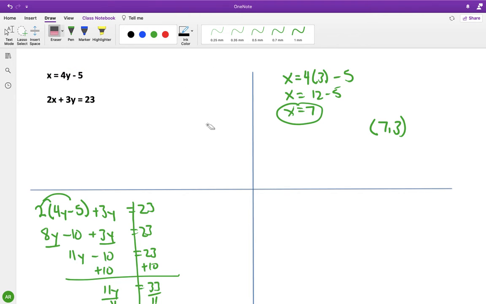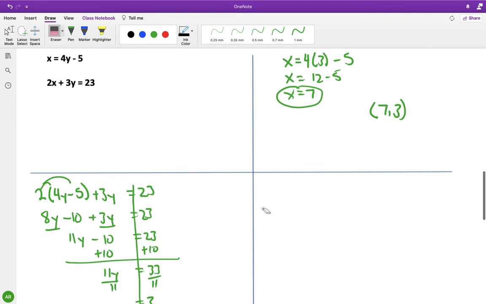All right, so x equals 4y minus 5. So we're going to plug in 7 equals question mark 4 times 3 minus 5. Okay, 4 times 3 is 12. 12 minus 5 is 7. 7 equals 7. It works for the first one.